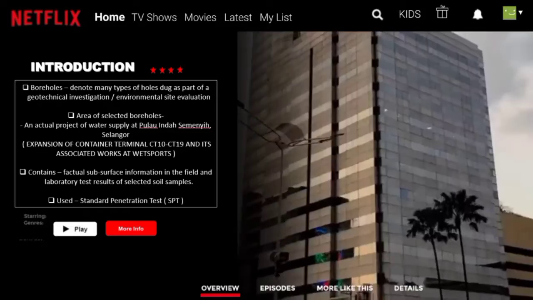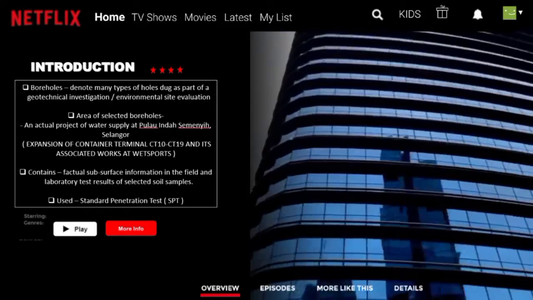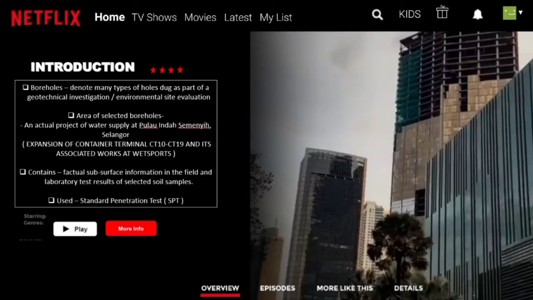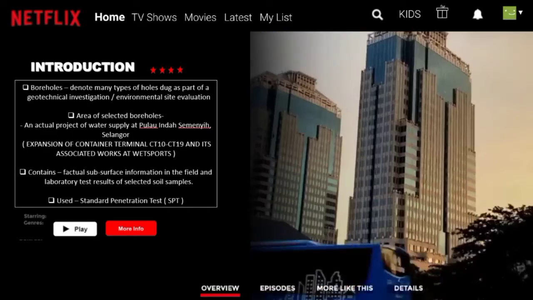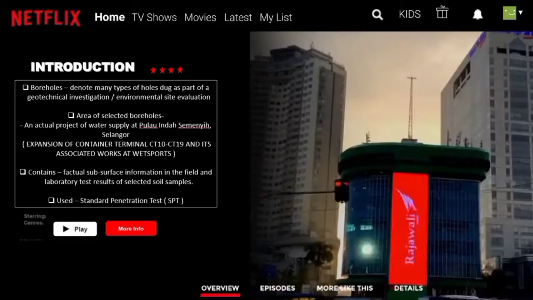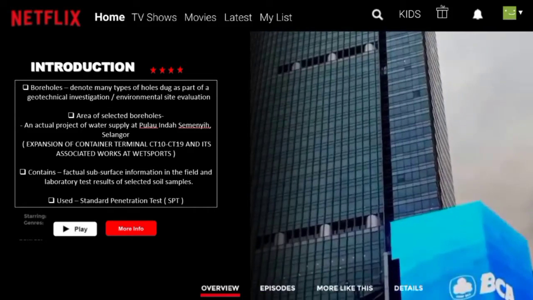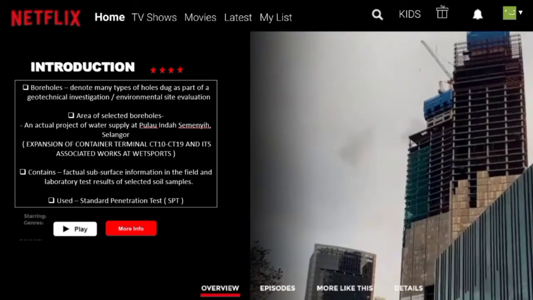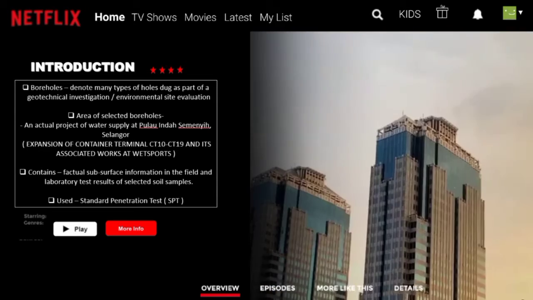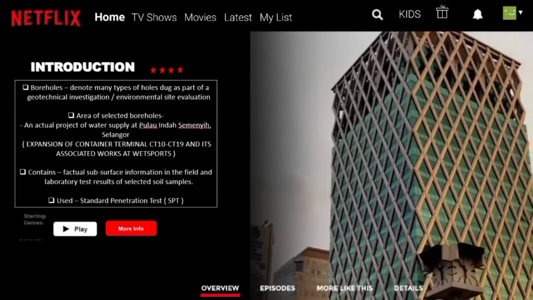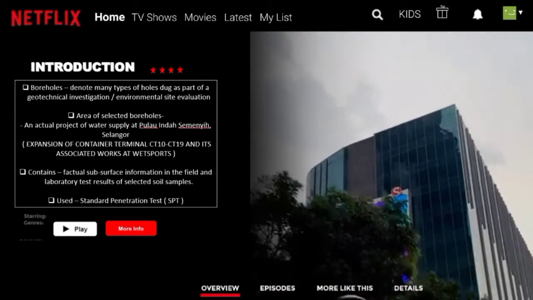The area of our selected boreholes is at Pulau Indah, Semenyih, Selangor, which is an actual project of water supply that proposed expansion of container terminal CT10, CT19 and its associated works at wet spots. This report contains the factual subsurface information recorded in the field and laboratory test results of selected soil samples. So, we decided to use the standard penetration test in the site investigation of boreholes.